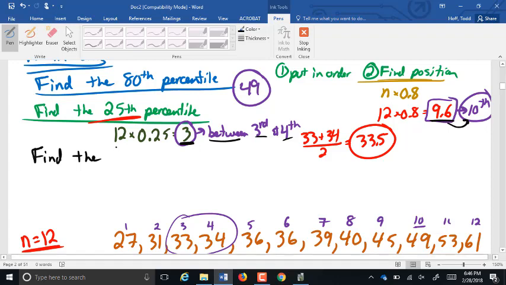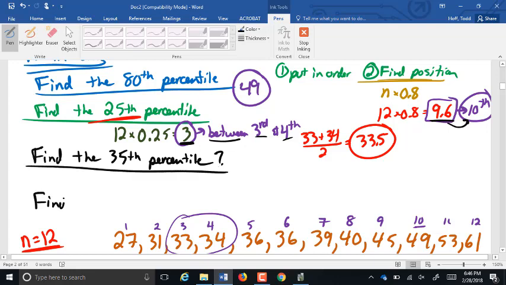So find the 35th percentile, and find the 75th percentile. I'm going to let you find these in your notes and we'll talk about them in a couple minutes.